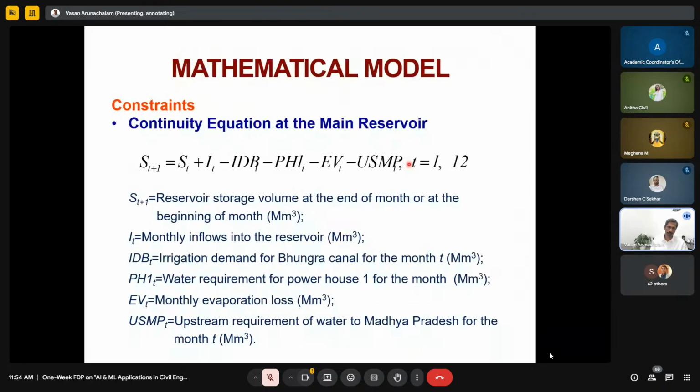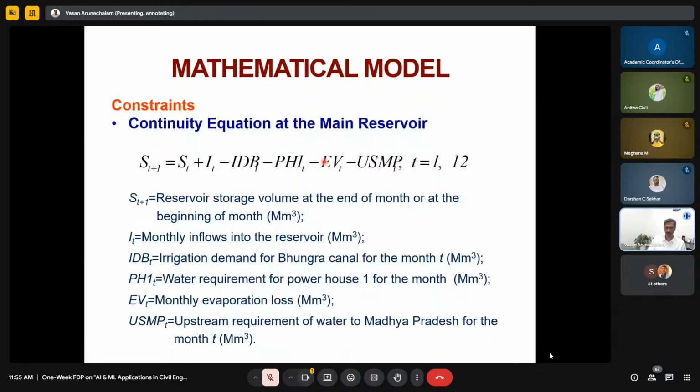So while I do this, what are some of the general conditions I will have to keep in mind? I will have to keep in mind that my reservoir storage, say in the month of February, should be equal to the reservoir storage in the month of January, plus the water inflow in the month of January, then how much water I released for Bungra Canal, how much water I released for Powerhouse 1.